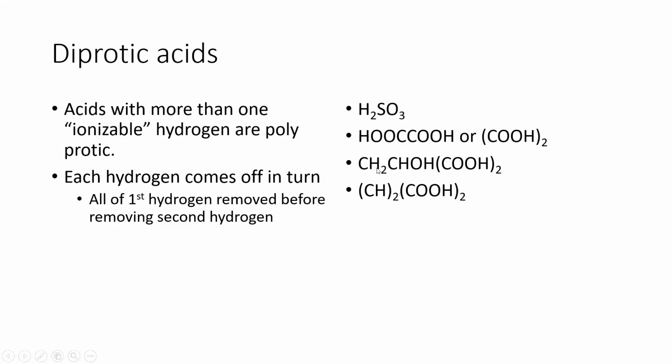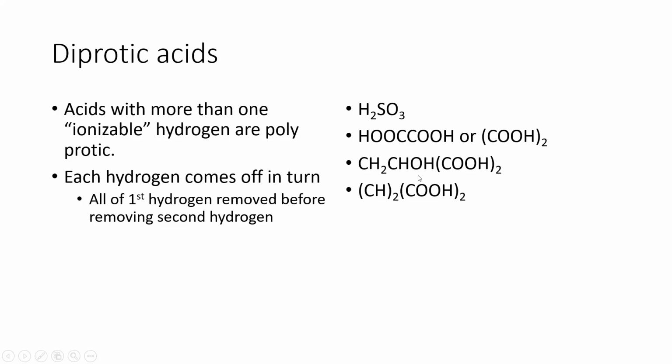Looking at some of these other acids, it's very common for polyprotic acids to be organic. So organic, remember, is going to have a lot of carbon. So you see carbon in here. The second one is oxalic acid, and it kind of looks like a palindrome here. So we've got this COOH and its mirror image.